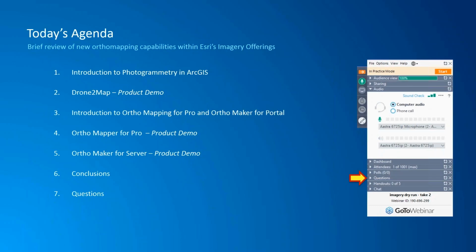Then we're going to get a product demo of Drone to Map. From there, we're going to talk a little bit about our new Ortho Mapping for Pro and OrthoMaker for ArcGIS Portal. And then we're going to give product demos of those two things. And then we'll wrap up with some conclusions and some questions.